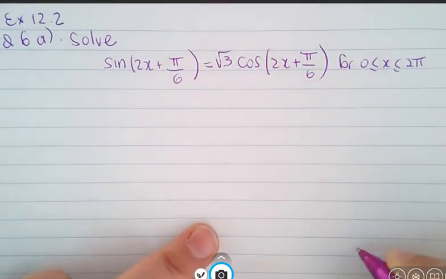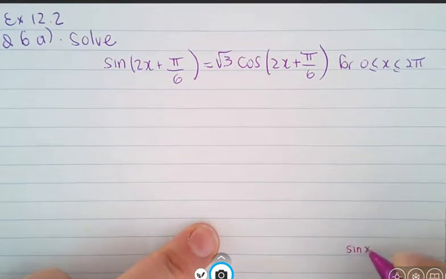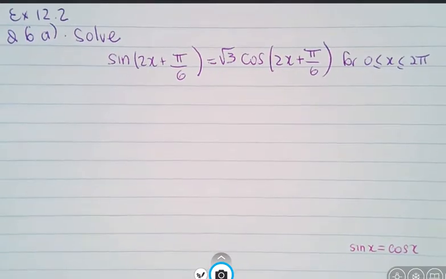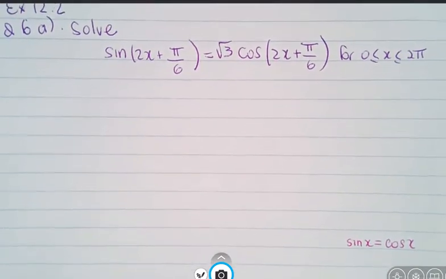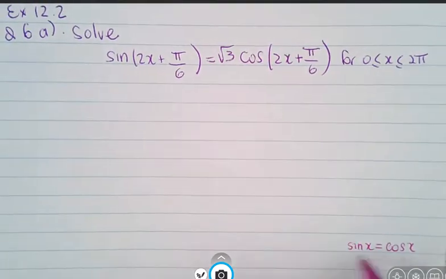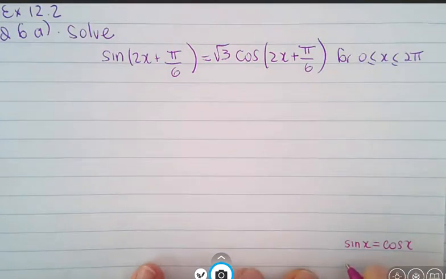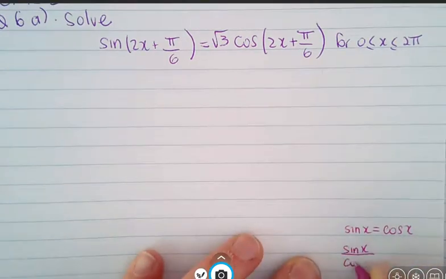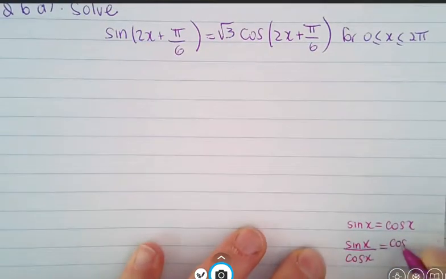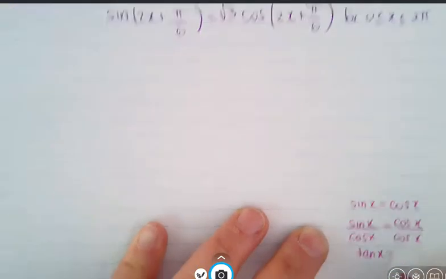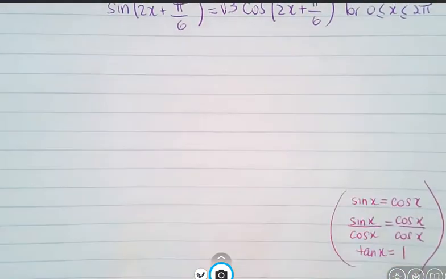Yeah, so it might remind you of something like this if you were solving sine x equals cos x. Do you ever remember doing that last year? When you've got sine equals cos, all you do is divide both sides by cos. If I divide both sides by cos, I get sine x on cos x equals cos x on cos x, which is tan x equals 1. So that's the idea we're using.